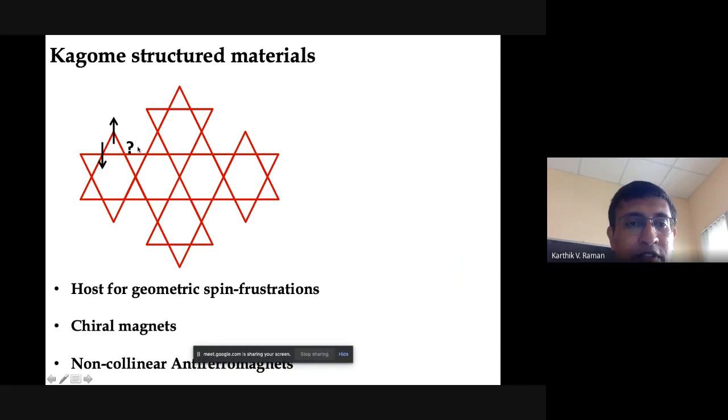And this frustration can introduce very exotic, non-collinear ground states of these material structures. You could even observe chiral systems, especially when there are competitive interactions in terms of exchange and other intrinsic interactions, what are called the Dzyaloshinskii-Moriya interactions.